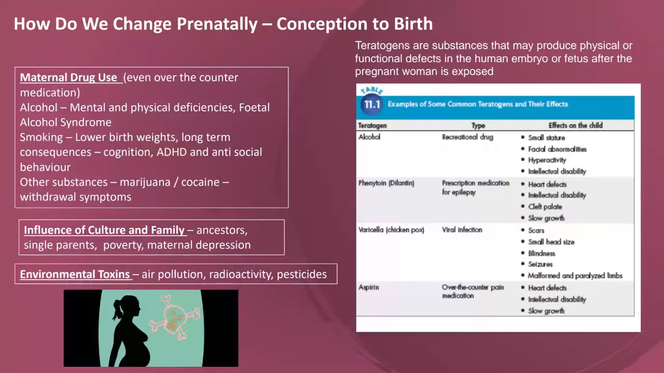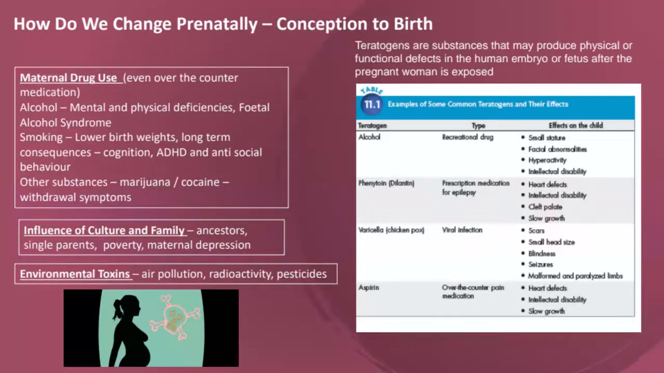And drug use, maternal drug use, and this even applies to over-the-counter medication. So drug use can be things like alcohol. If a mother drinks during her pregnancy, the impact on the unborn child, and eventually when the child is born, the child can have mental and physical deficiencies and can even be born with what is fetal alcohol syndrome, where you can see in the child, they might be of small stature, they might have various abnormalities, they could be hyperactive, intellectual disabilities. So alcohol during pregnancy can impact on the unborn child.